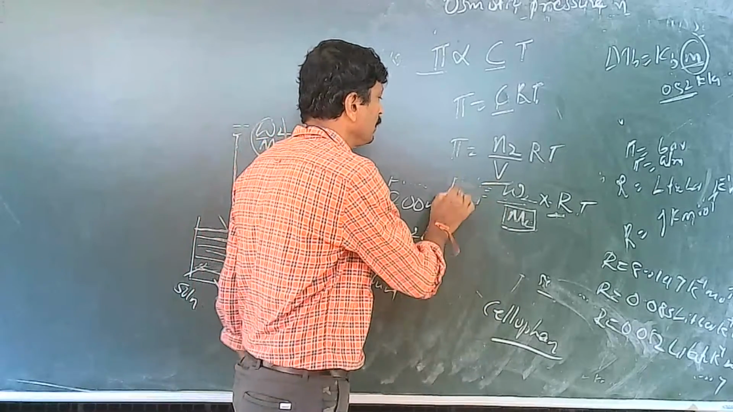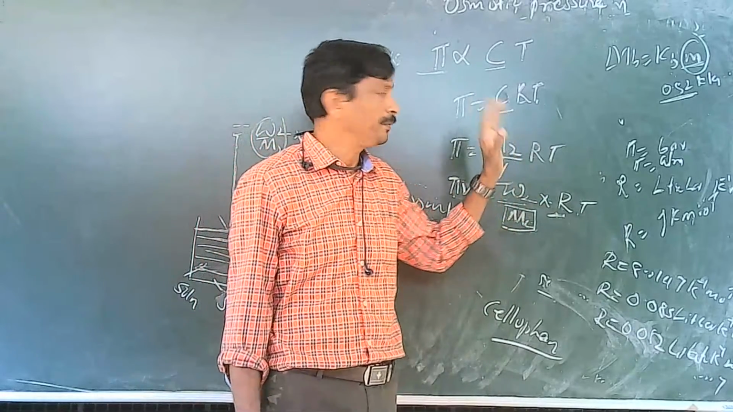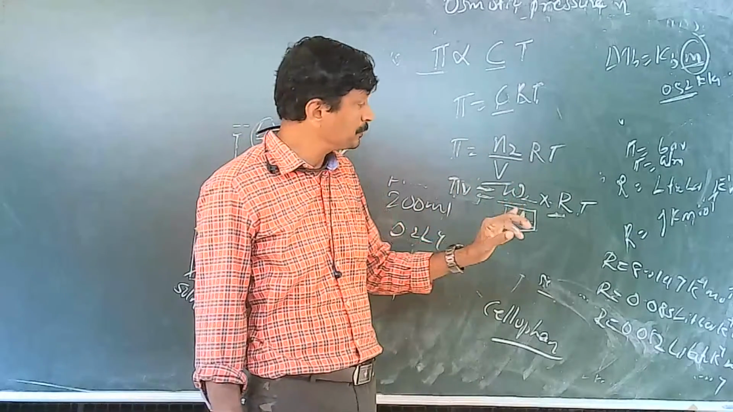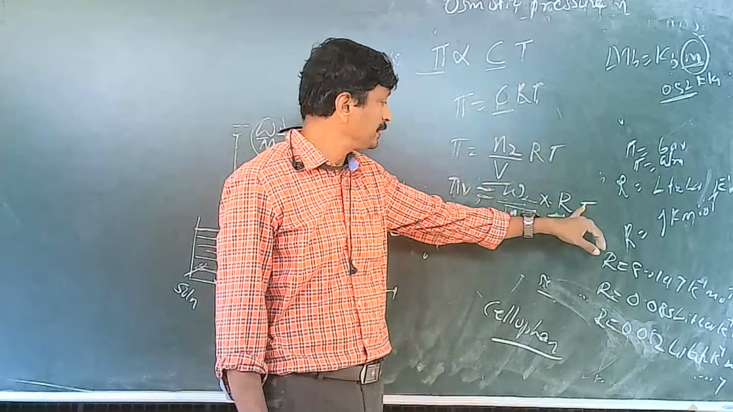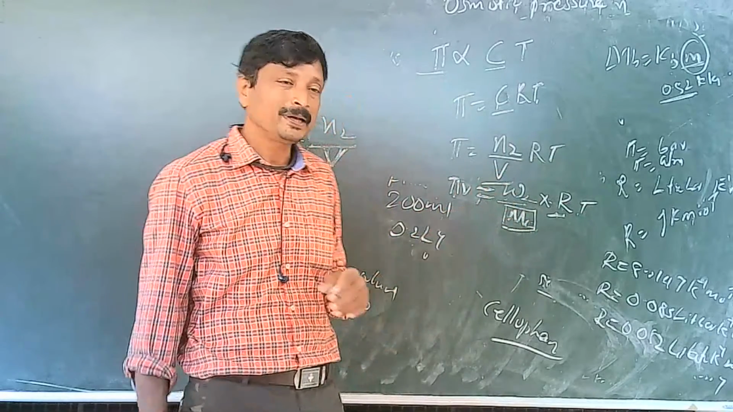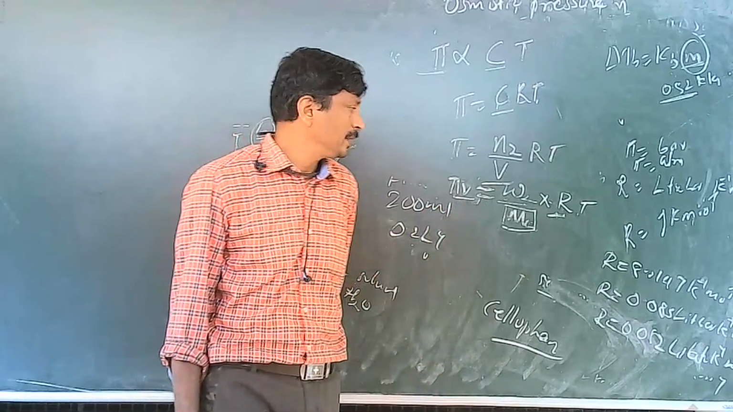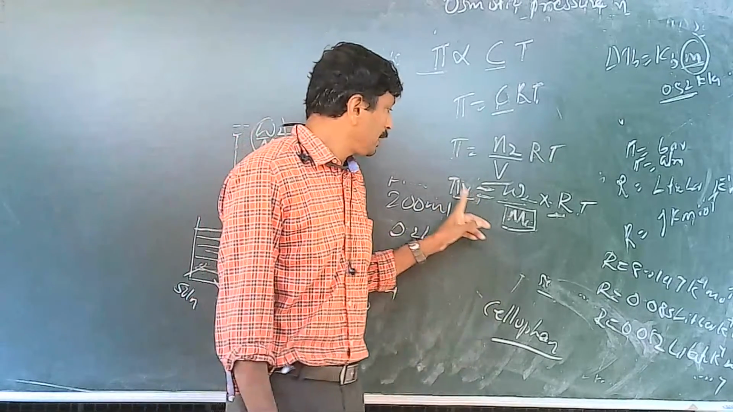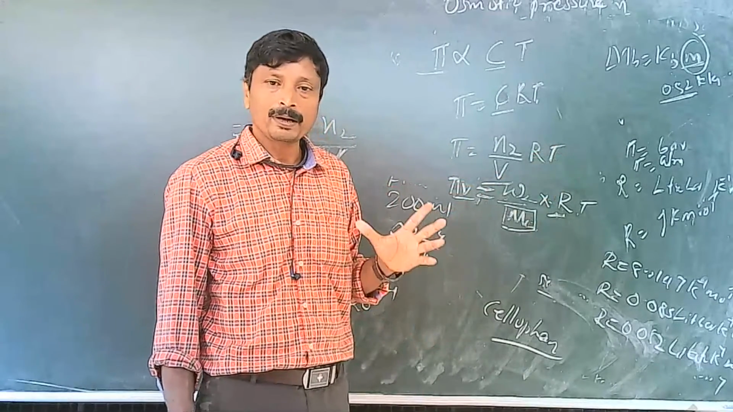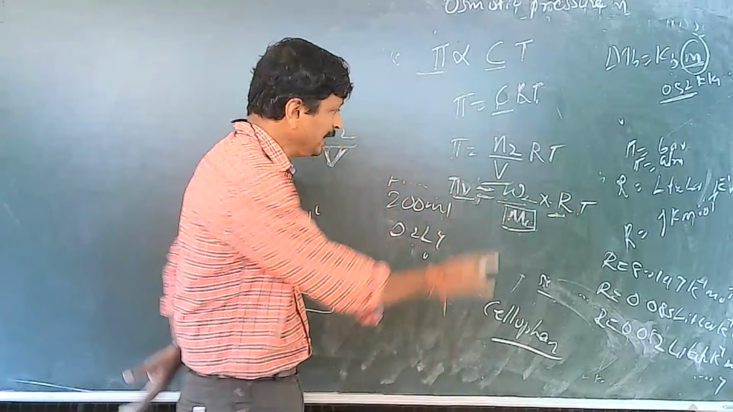Finally, you will get pi V is equal to W2 by M2 into R into T. What is W2? The mass of the solute. What is M2? The molar mass of the solute. R is the gas constant and T is the temperature. By knowing all this, you can find out M2. What is important is that you should remember V is the volume of the solution in liter. And pi is usually given in atmosphere or bar. Therefore, what is the unit of bar?